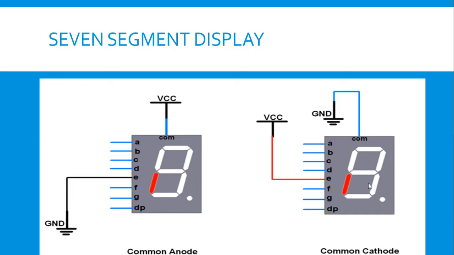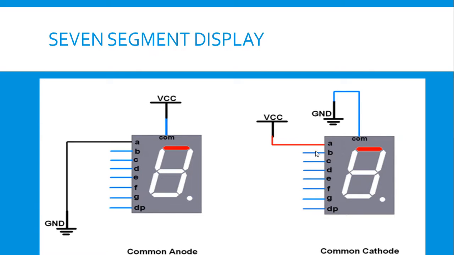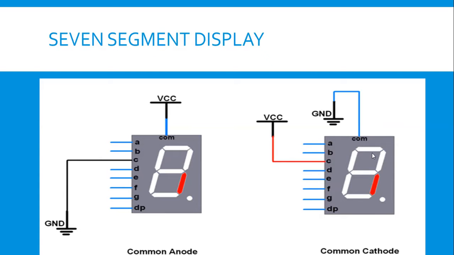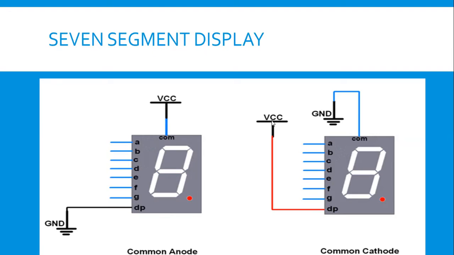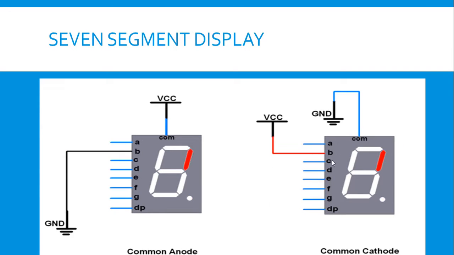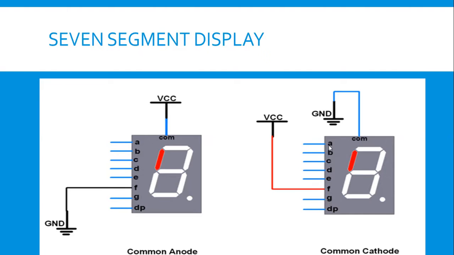And if you want to light a particular segment of the display, then the corresponding anode terminal of the LED should be connected to VCC. I mean you have to send logic 1 to the corresponding anode terminal of the LED. So this is how the 7 segment display works.